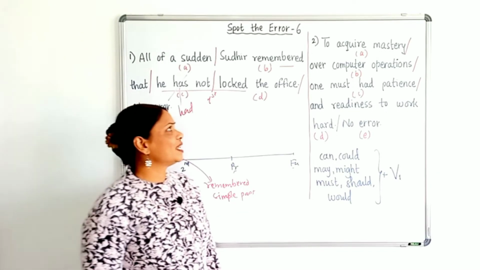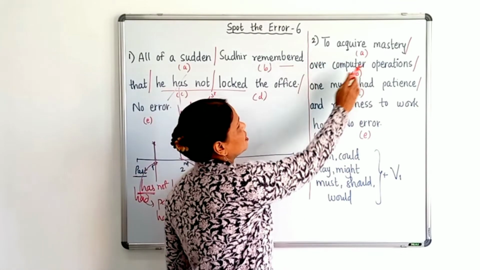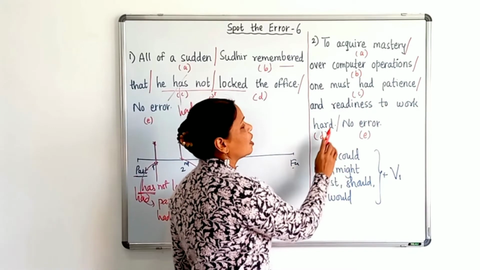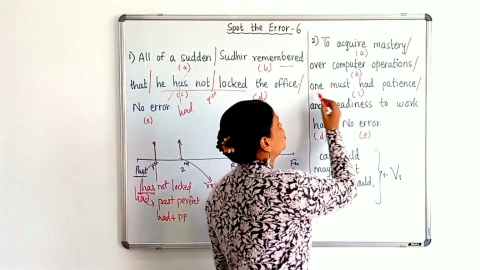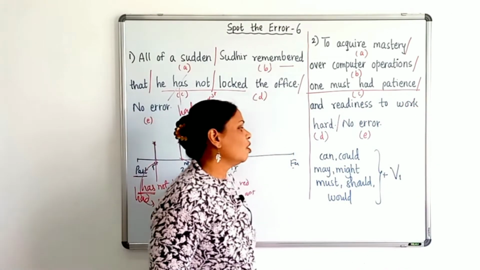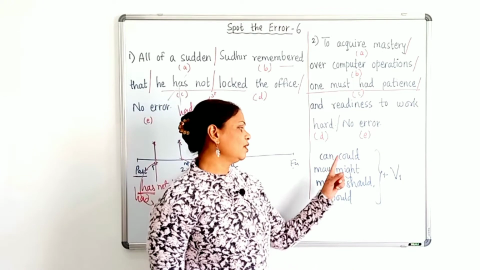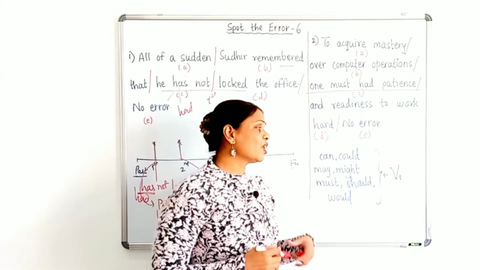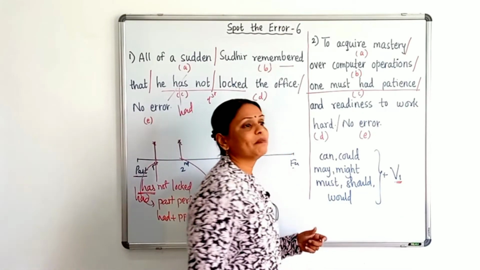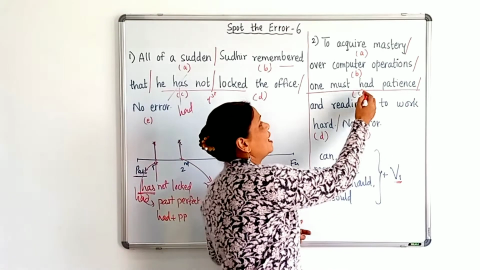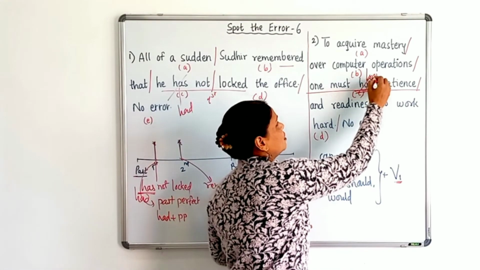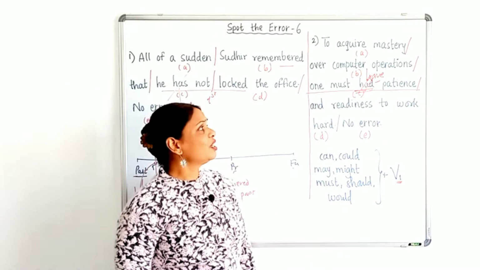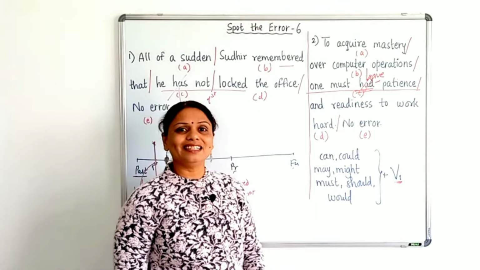Let's turn our attention to the second sentence. To acquire mastery over computer operations, one must have patience and readiness to work hard, no error. Now pay attention to section C. One must have patience. Always remember, in English, can, could, may, might, must, should, would, these are all modal auxiliaries which are always followed by V1, that is the base form of the verb. Must had is the past tense, it should be have, which is the V1. So one must have patience and readiness is the correction. So the error lies in section C here.